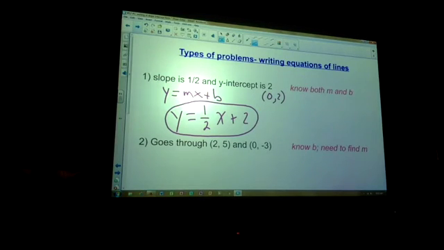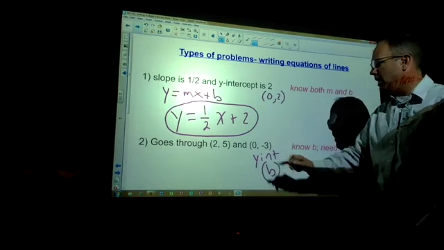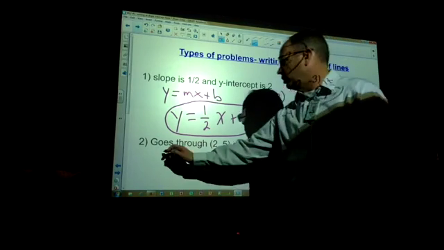What about this next problem? Number 2. It goes through (2, 5) and (0, -3). Wait a minute. What is (0, -3)? Abby, what do you think? Gentry, what's (0, -3) to you? It's your y-intercept. How do I know it's a y-intercept? Because I told you, write the y-intercept as a point. (0, -3) is a point. Right now this is the y-intercept, which is our b value, right?